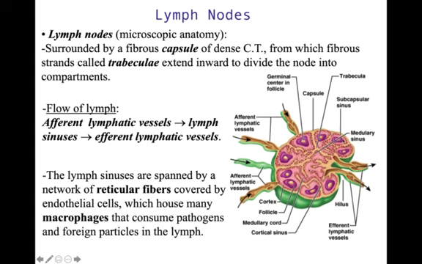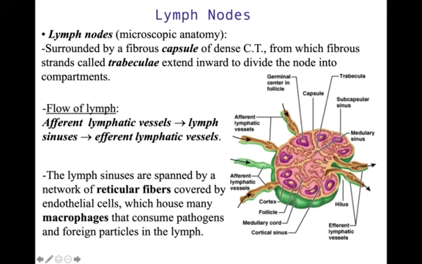Okay? Now notice that one side of your lymph node is convex. Another side of your lymph node here is concave. So we have a convex side of your lymph node, and we have a concave side of your lymph node. Okay? So lymph enters on the convex side. And feeding your lymph node of lymph, we have these vessels here. These are called the afferent lymphatic vessels. So you kind of think of these as carrying a dirtier lymph, possibly containing some microorganisms.